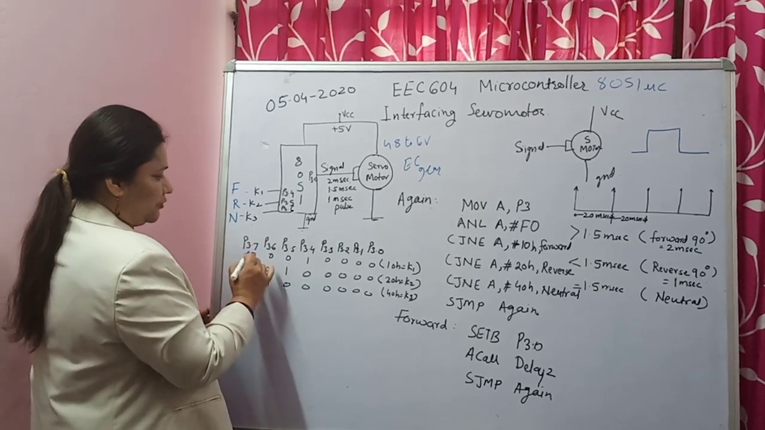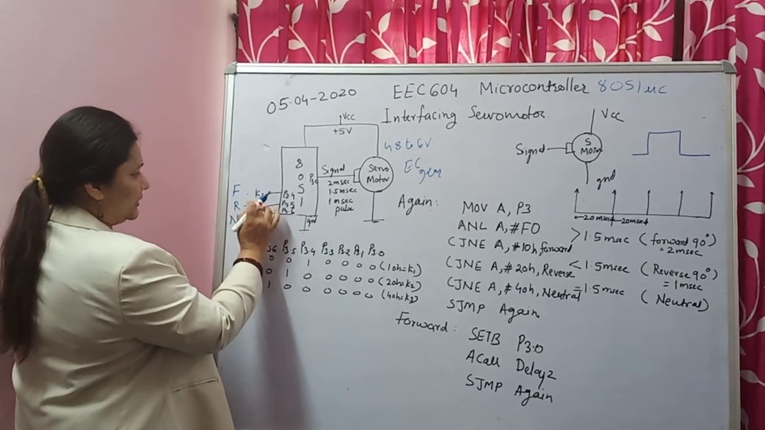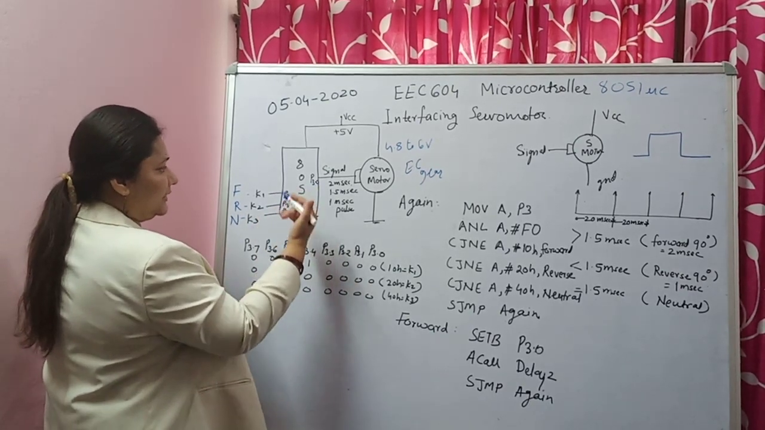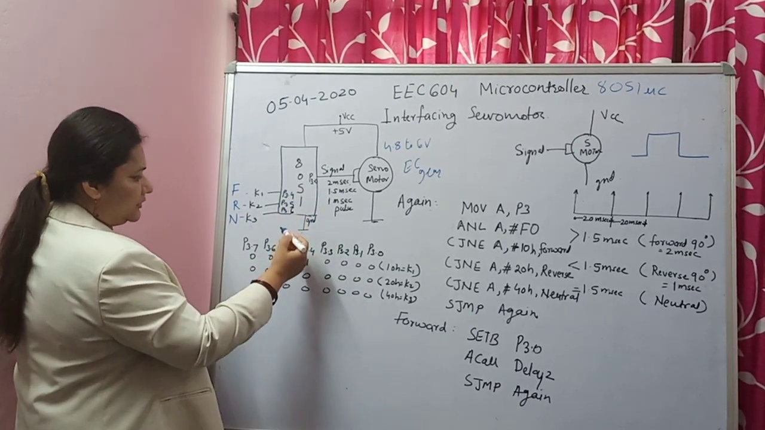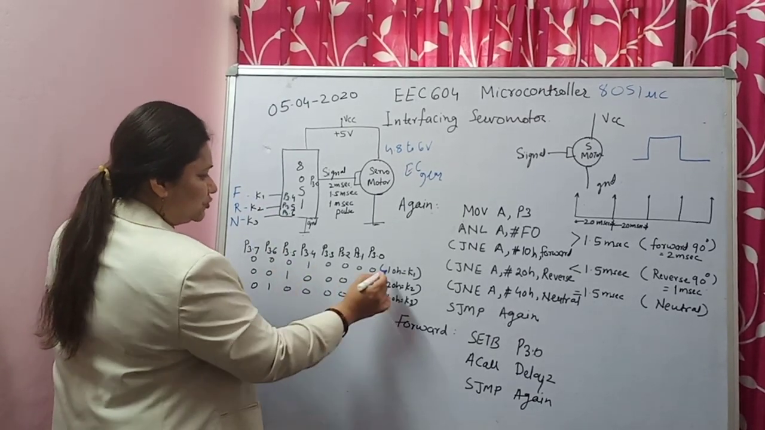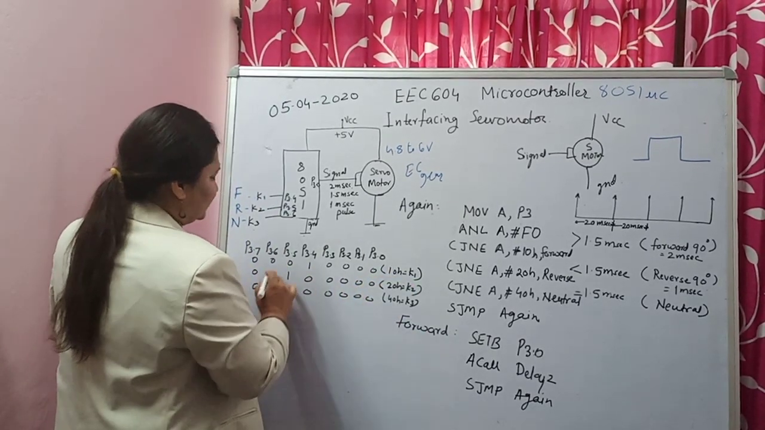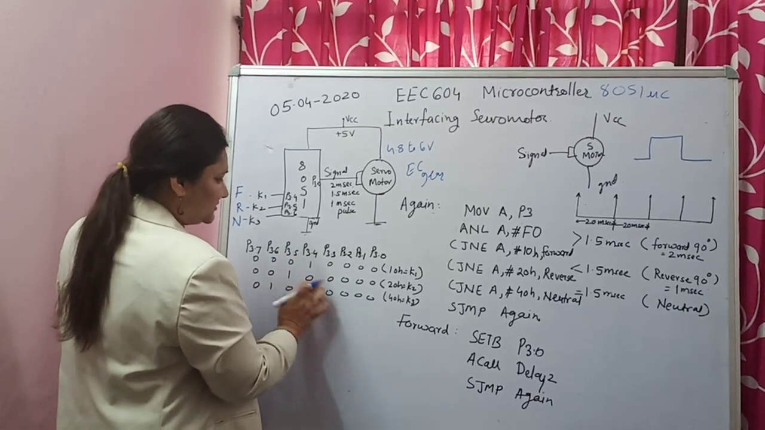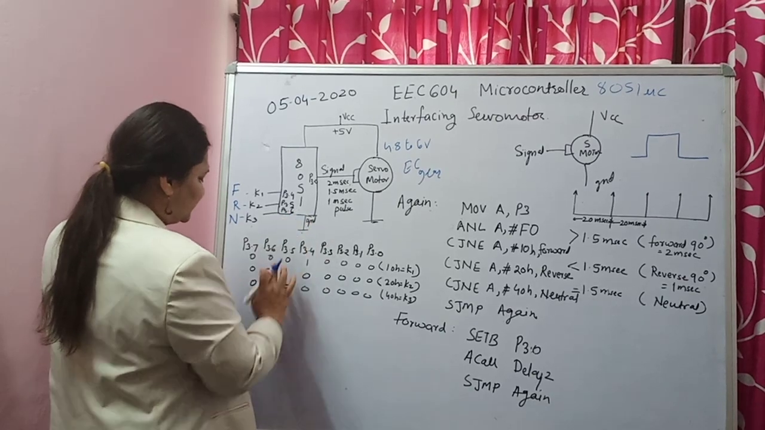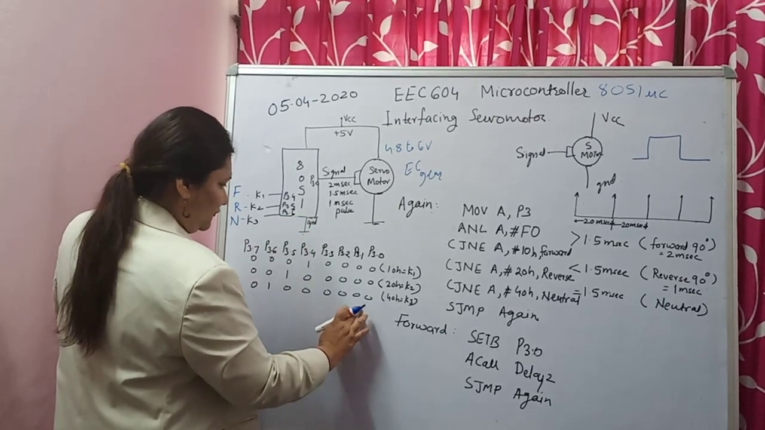Now, to identify the word which will come when you read port 3 for these particular keys, suppose key 1 is pressed, that is a 1 over there, so your word will be 10 hex. And suppose key 3.5 is pressed, then your word is 20 hex. And suppose key 3.6 is pressed, then your word will be 40 hex.